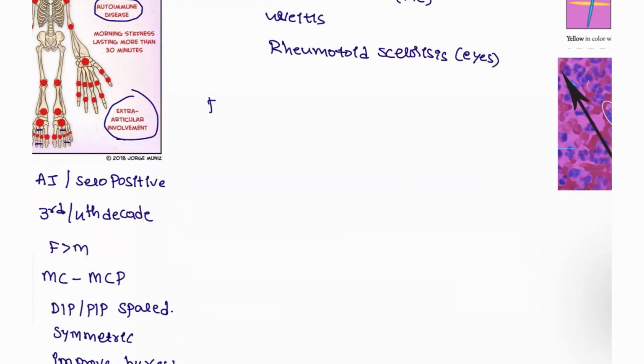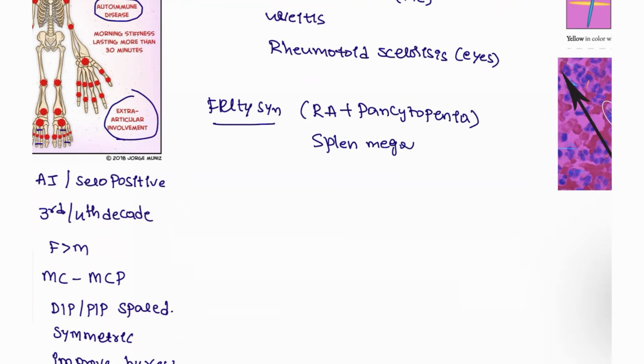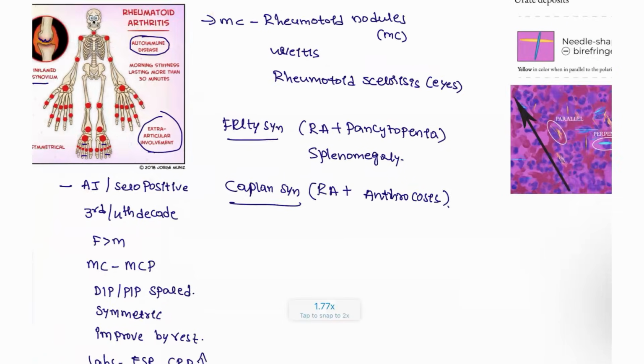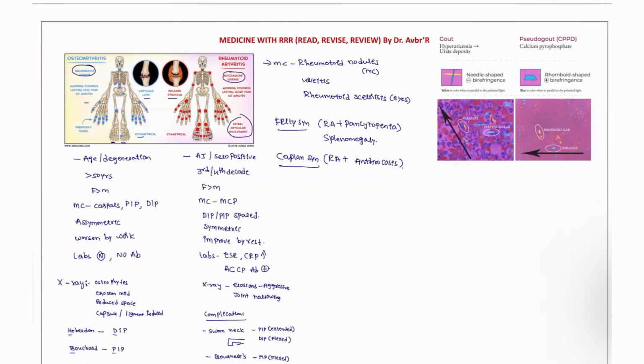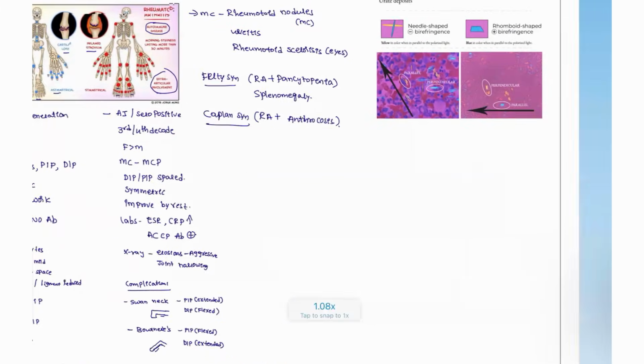For example, Felty syndrome. What does it mean by Felty syndrome? This is rheumatoid arthritis plus pancytopenia and splenomegaly seen in this patient. And also Kaplan syndrome. What does Kaplan syndrome mean? Rheumatoid arthritis plus anthracosis. That is seen in Kaplan syndrome. This is the most common difference between Felty and Kaplan and the extra-articular involvement of rheumatoid arthritis.